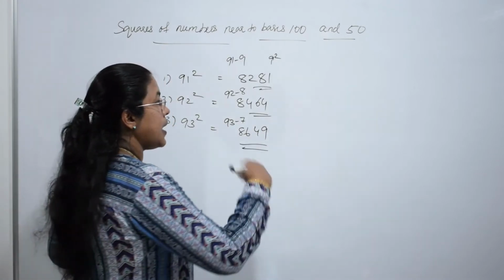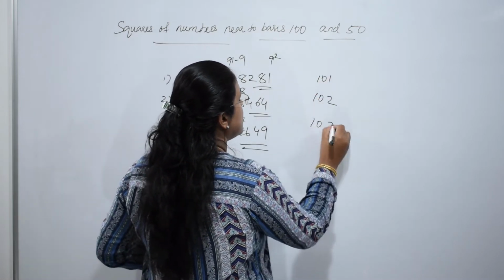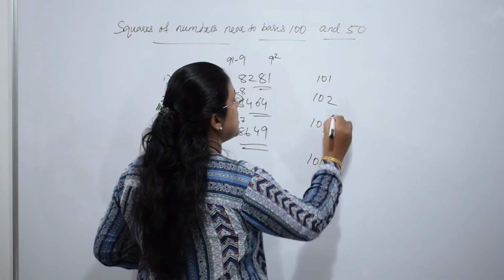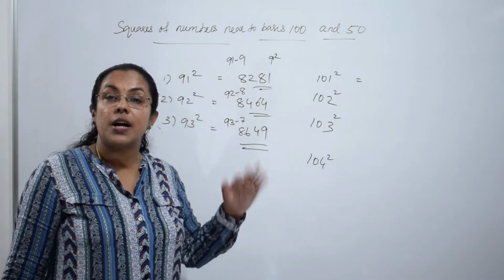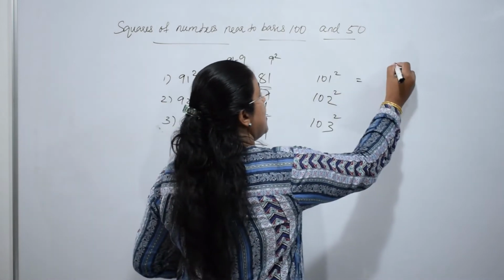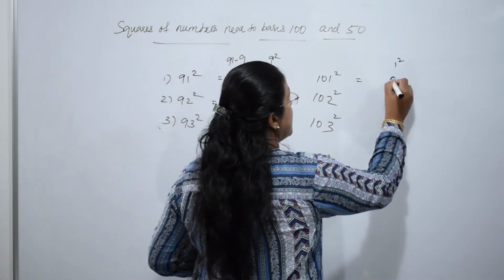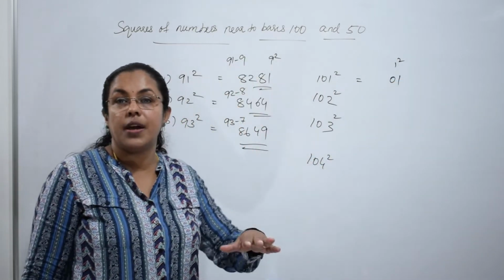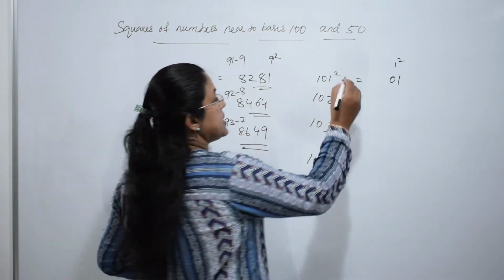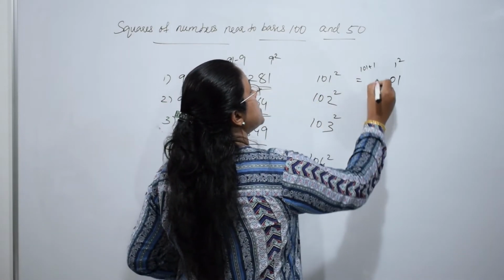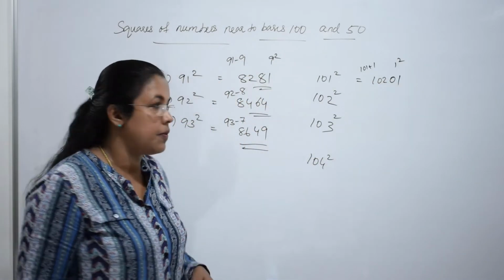If the numbers are above the base, that is 101, 102, 103, 104 squares, then how can we write the answer? 101 is 1 greater than 100. So 1 square. What is 1 square? 1. So write 01. Always keep two digits on the right side. For the left side, what is the answer? 101 plus 1, that is 102. So the final answer is 10201.